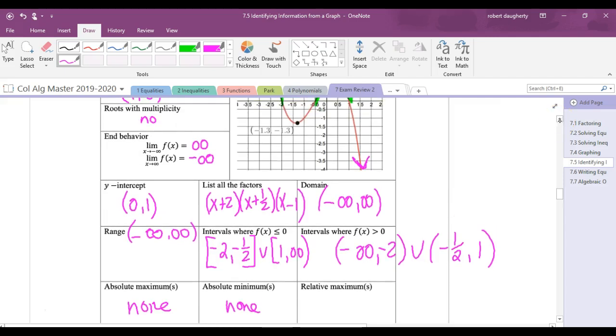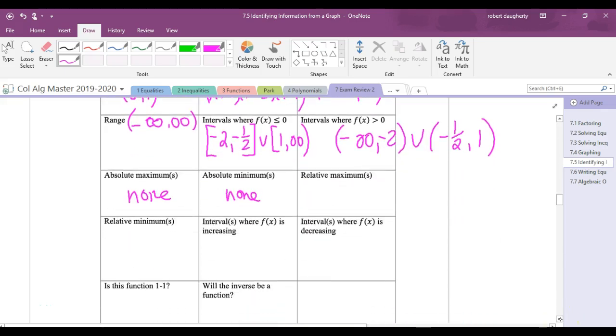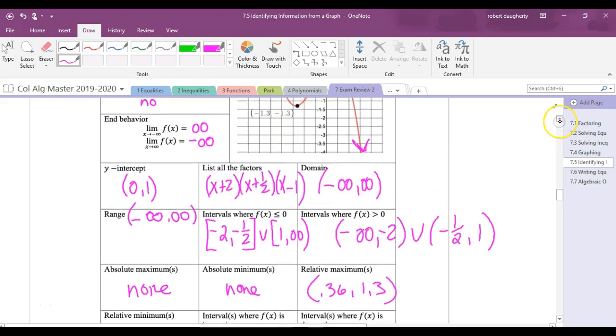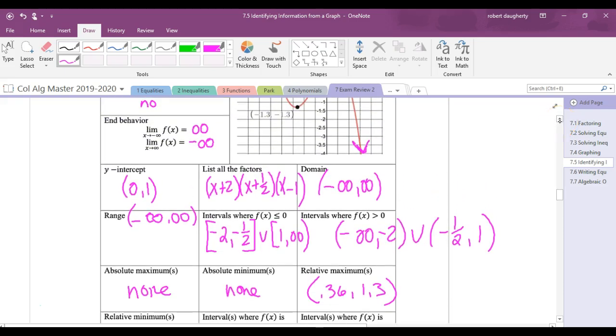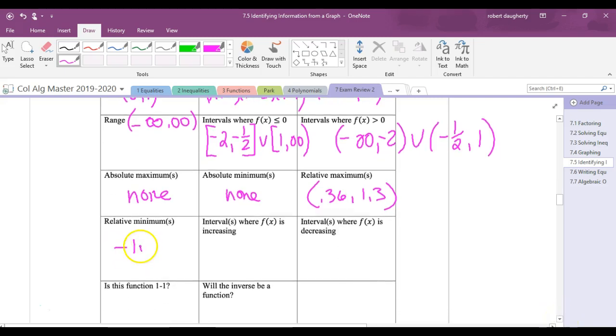So it looks like there's a relative max at 0.36, 1.3. And then the other place is that minimum has to be a relative min, negative 1.3, negative 1.3. Where is this thing increasing or decreasing?